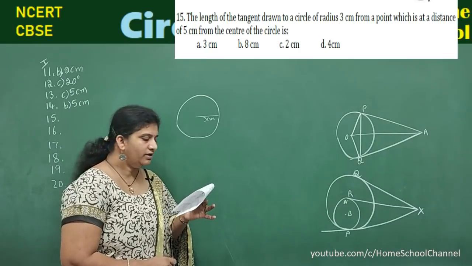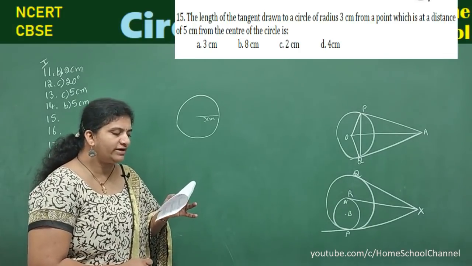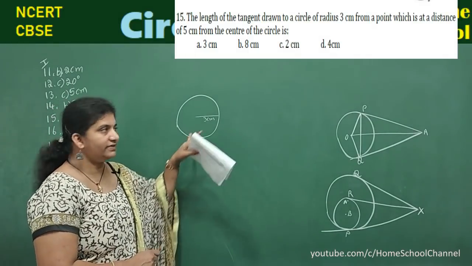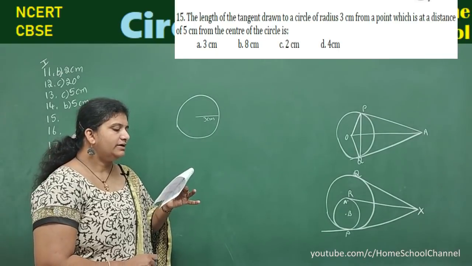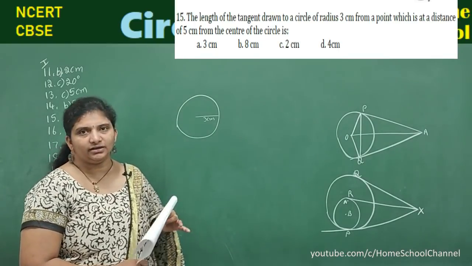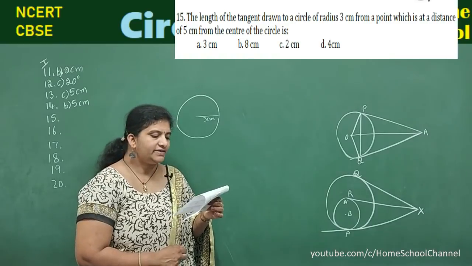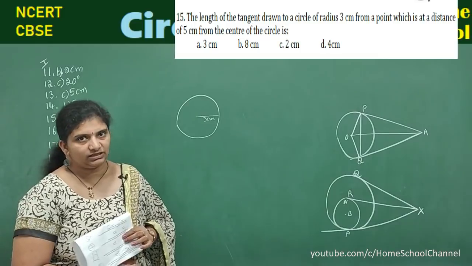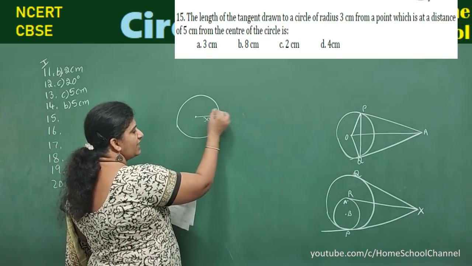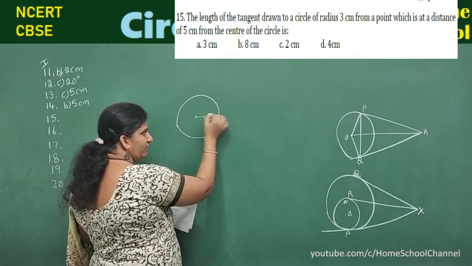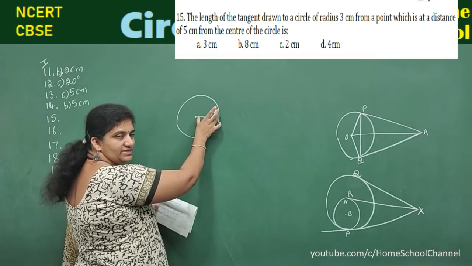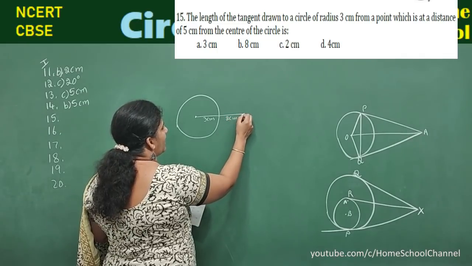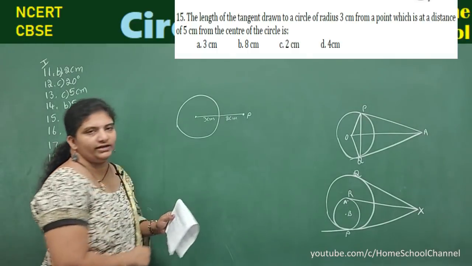So observe carefully. The length of the tangent drawn to a circle of radius 3 centimeter. I have drawn a circle with radius 3 centimeter. Tangent from a point. Where I need to put a point which is at a distance of 5 centimeters from the center of the circle. From here, 5 centimeters away from center, we need to put a point. Already here 3 centimeters is there. So extra 2 centimeters I take, and this is a point, external point.